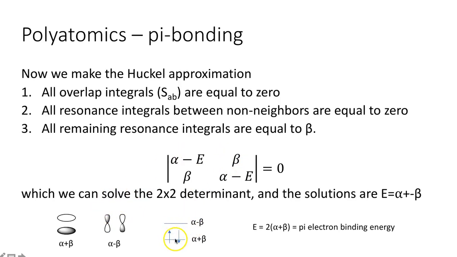Our 2 electrons are in the bonding, or lowest energy, MO. So the total pi electron binding energy is 2 times alpha plus beta. Now, if we wanted to evaluate alpha and beta, those are integrals, expectation values with the Hamiltonian, so those aren't particularly easy to evaluate. But that would be the solution for ethylene.